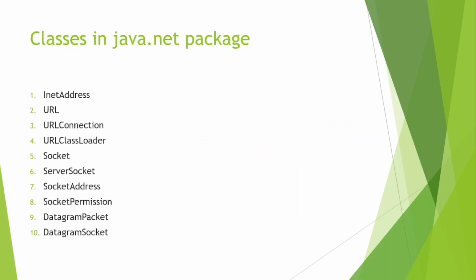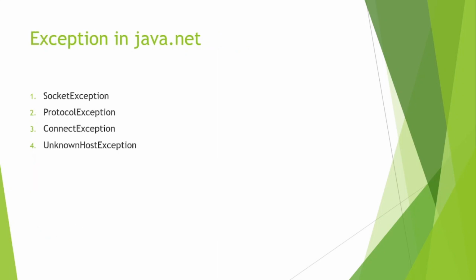Some of the classes in the java.net package are InetAddress, URLConnection, URLClassLoader, Socket, ServerSocket, SocketAddress, SocketPermission, DatagramPacket and DatagramSocket. Exceptions in the java.net package include SocketException, ProtocolException, ConnectException and UnknownHostException. We'll be using UnknownHostException in our program for most of the part.